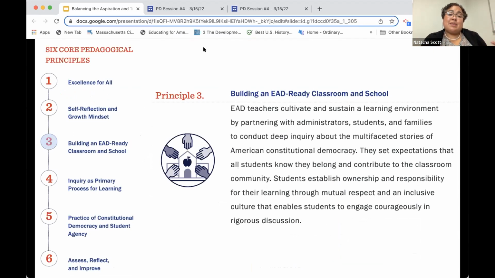So if we look at an example of Principle 3, building an EAD ready classroom and school, that's really diving into having the EAD teachers cultivate and sustain a learning environment, not just in their classroom, but think about what does it mean as a whole school building, okay? Part of this shift that we want to see is understanding that teachers, you have a lot on your plate and you do so much at creating that environment. What does that begin to look like across a whole school community?